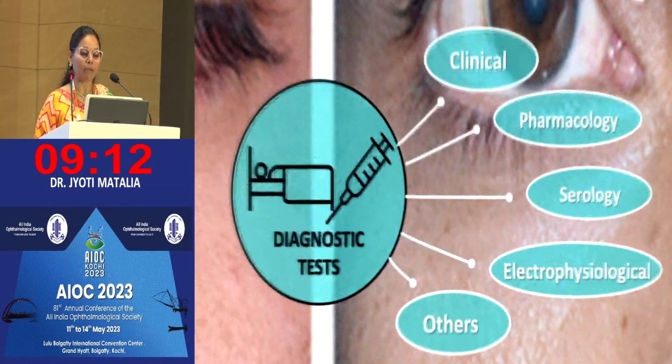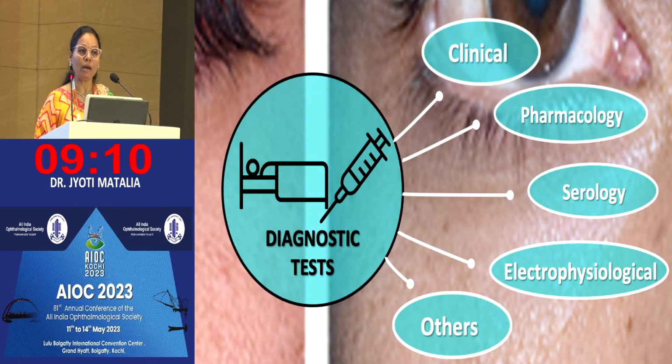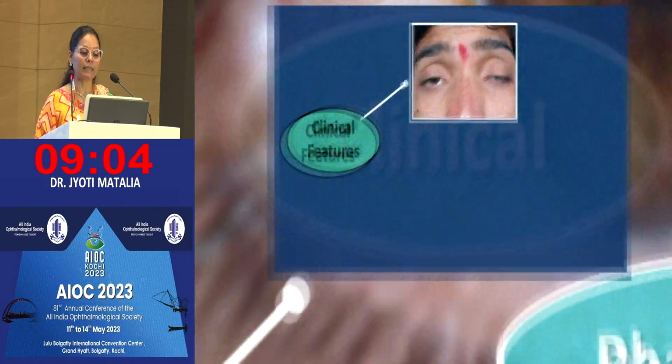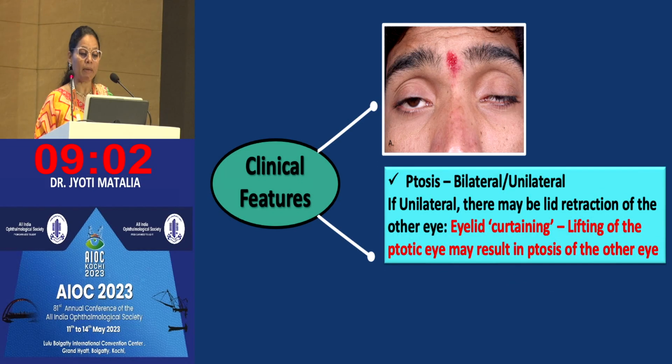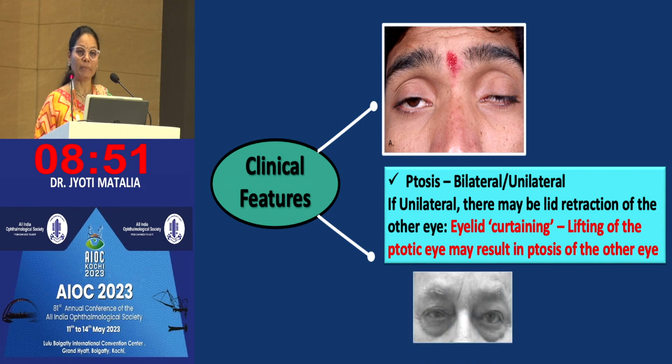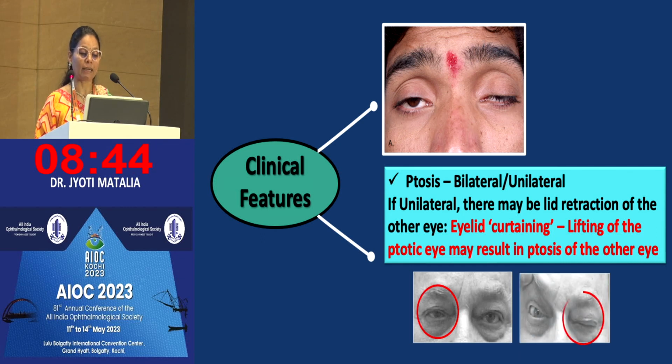So what are the important things that we should understand? Primarily, ocular myasthenia gravis is a clinical diagnosis, but you may need other tests in subclinical cases. So what are the clinical things that we are looking at? It is primarily the ptosis that can come either bilateral or unilateral, and if there is unilaterality, there may be a lid retraction of the other eye, and a classical eyelid curtaining sign, in which if you look at this patient, he has a right ptosis, you can see. As you lift the right eye ptosis, you will see that the other eye droops. So that is a classical feature that you get due to Herring's law.